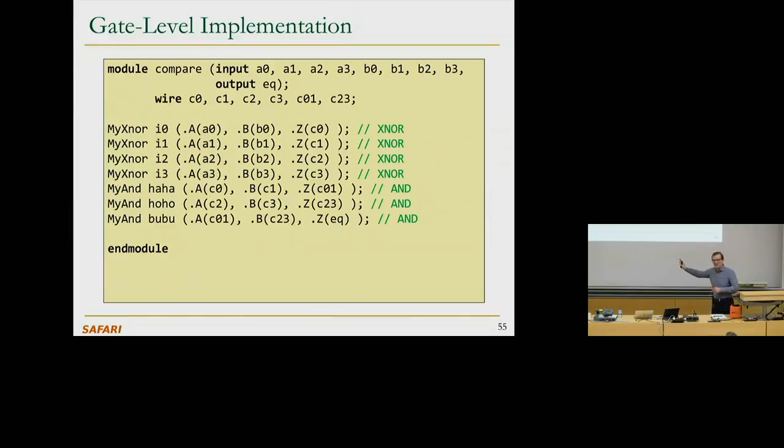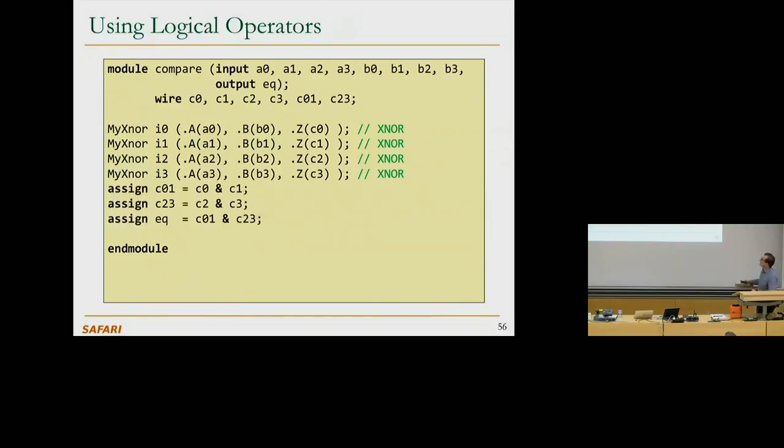The result is equal if the 4 bits are equal. This looks horrible, right? I mean, if you want to reverse engineer and figure out this is a comparator, you can do it. It will take time to do it. Okay, but now we're going to simplify it. So this is a gate level implementation. It's the lowest level of abstraction.